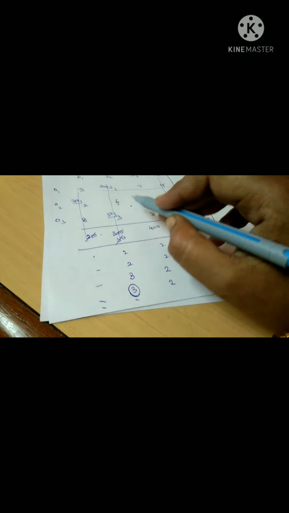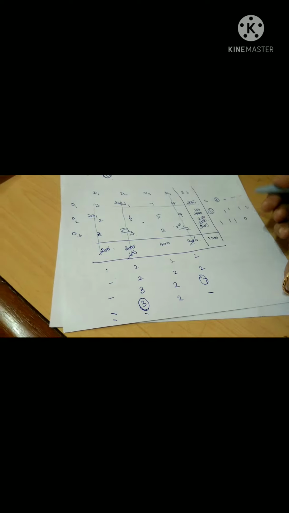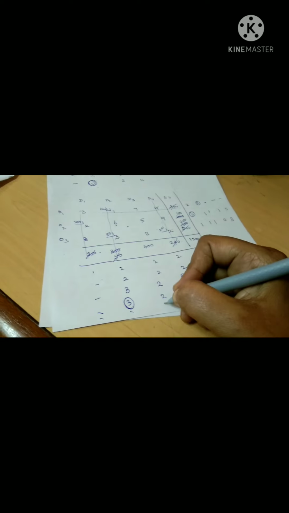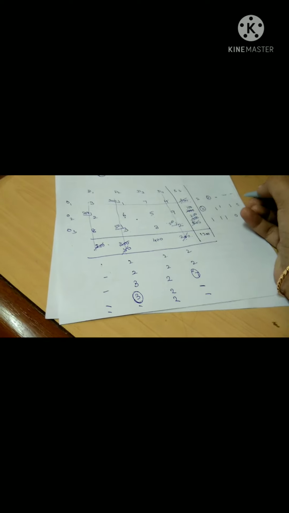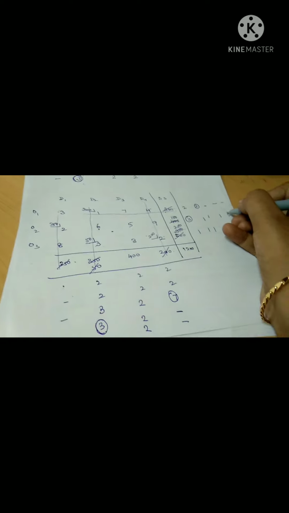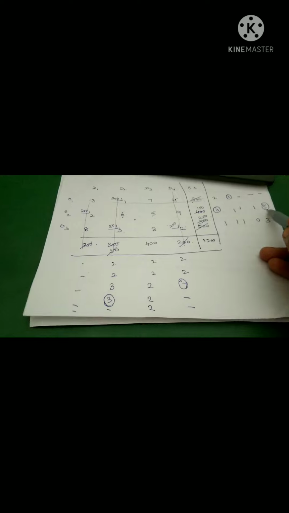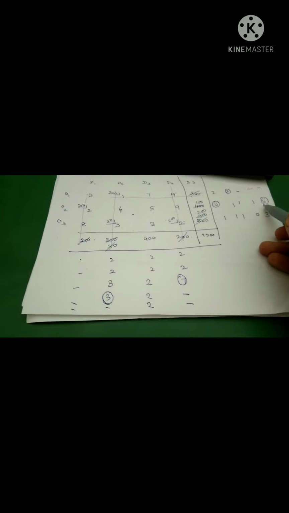So accordingly here the only value is 5. Here there is no total, so I am putting 5. Here it is 3 and here there is a difference of 2. Here there is no total. So here I am selecting 5 as the highest value, so it is the penalty value.